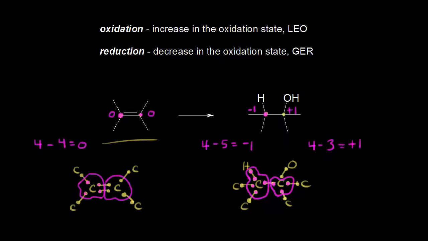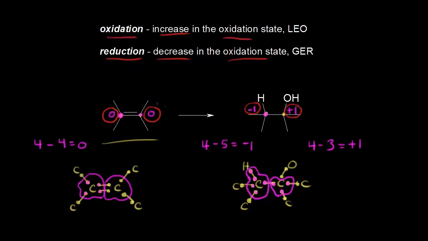So overall, what happened here? Well, let me use red. So the carbon on the left went from an oxidation state of 0 to an oxidation state of -1. That is a decrease in the oxidation state. So that carbon was reduced. What about the carbon on the right side of the double bond that we started off with? It started off with an oxidation state of 0, and it went to an oxidation state of +1. That's an increase in the oxidation state. So that carbon was oxidized.